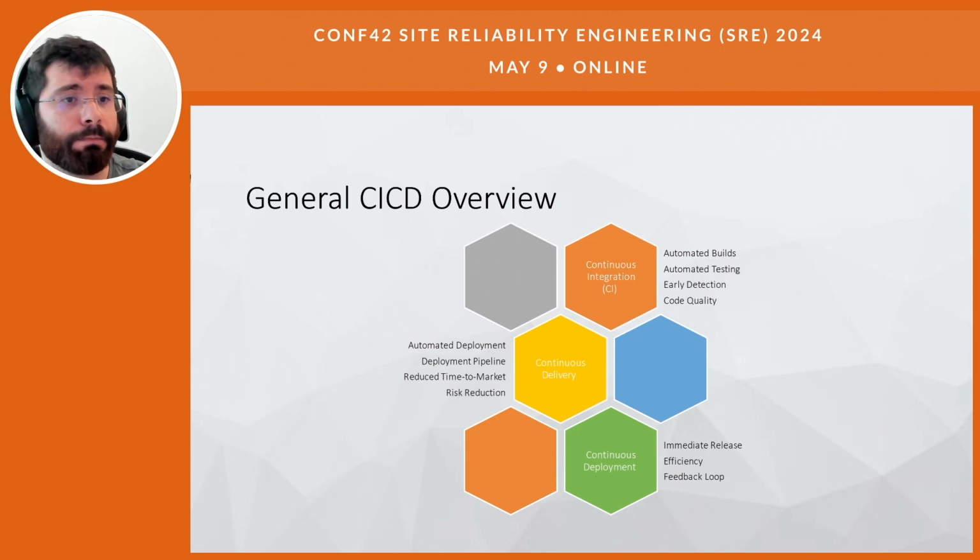CI is usually when you have automated builds, automated testing, you want early detection, and you have code quality. Continuous delivery is when you have automated deployment, you want to reduce the time to market. You build and promote this to the marketplace, for example, which helps you have better delivery. And for deployment, you have a commit, you push, you build, and you deploy to production services, so you have an efficient feedback loop.